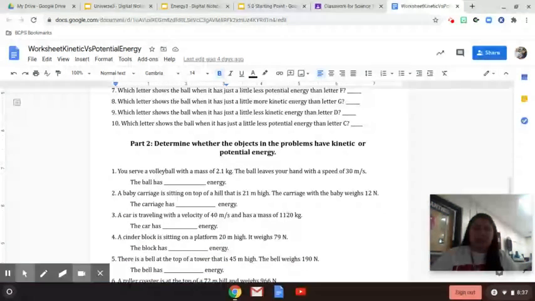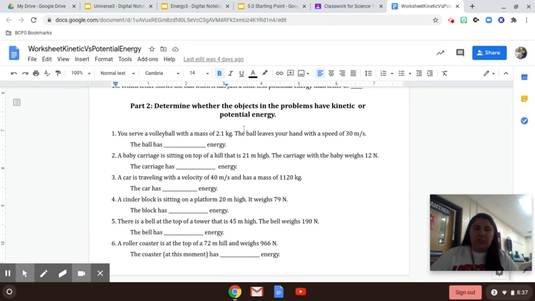If you scroll down to part 2, it says determine whether the objects in the problems have kinetic or potential energy. So you're reading this. It says you serve a volleyball with a mass of 2.1 kilograms. The ball leaves your hand with a speed of 30 meters per second. Okay, so it gives you mass and speed. Well, we know from our notes that mass and speed determine kinetic energy. So the ball is going to have kinetic energy here.